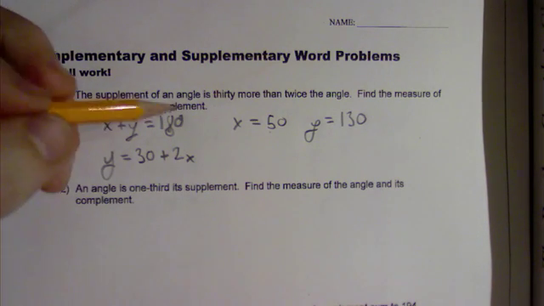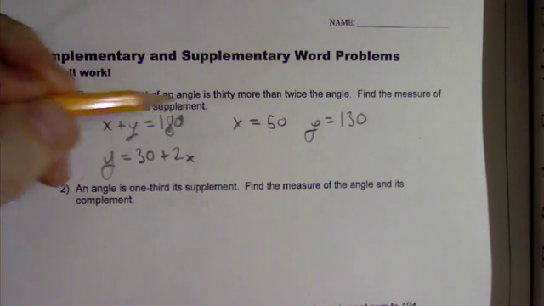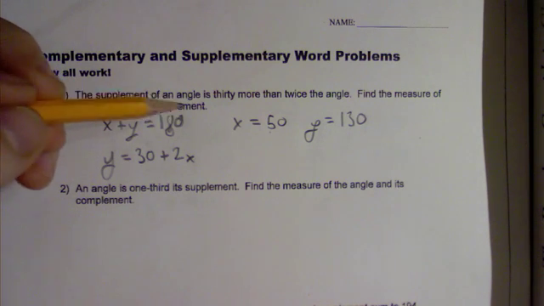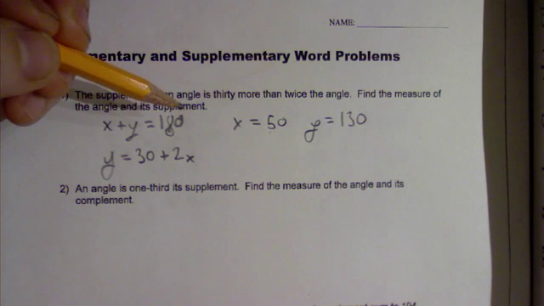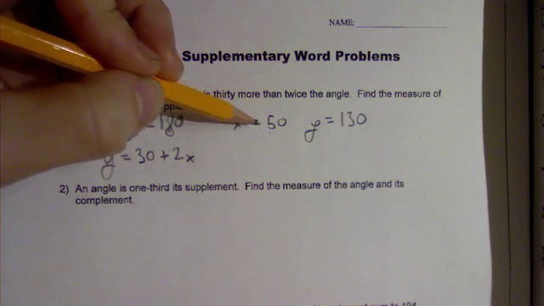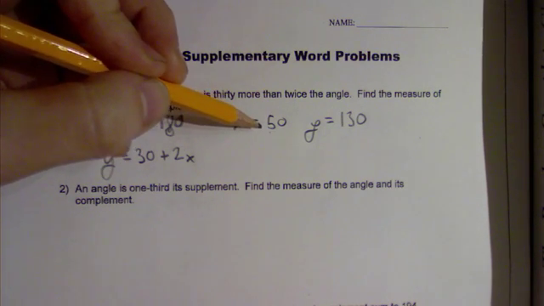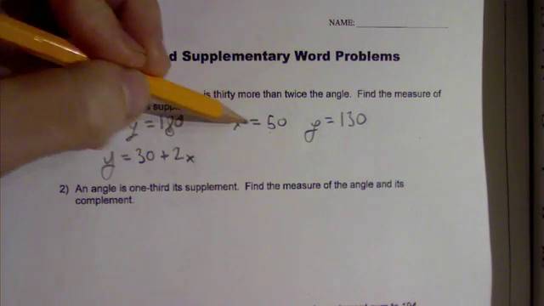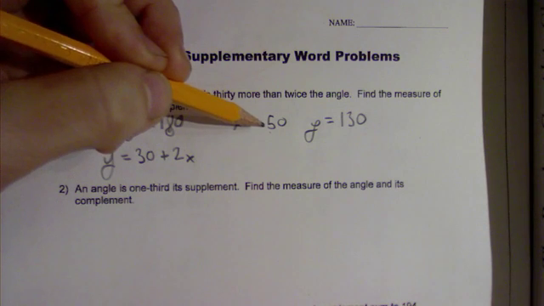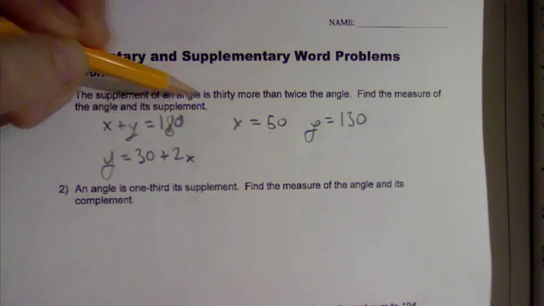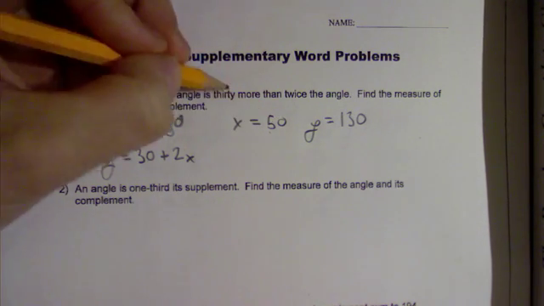And then the next thing is that my angle's supplement should be 30 more than twice the angle. So if I have this angle and I multiply it by 2, 30 more than twice, so 50 times 2 is 100. 100 plus 30 is 130. So it checks out.